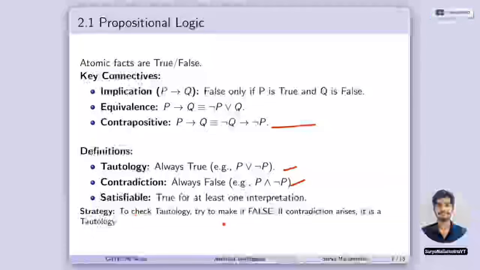To check a tautology, try to make it false. If a contradiction arises, it is a tautology. This is the strategy for the GATE.